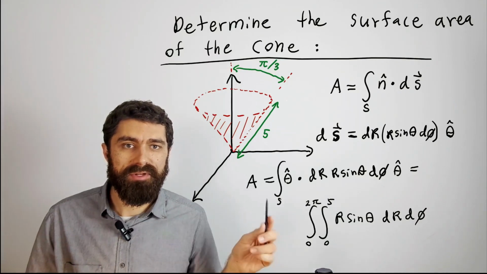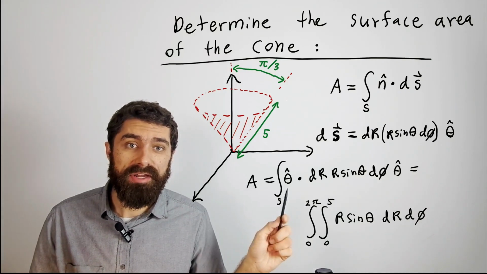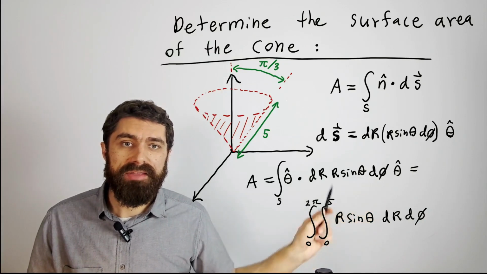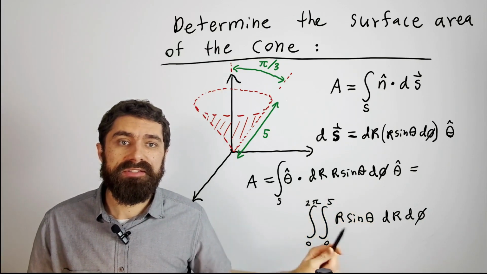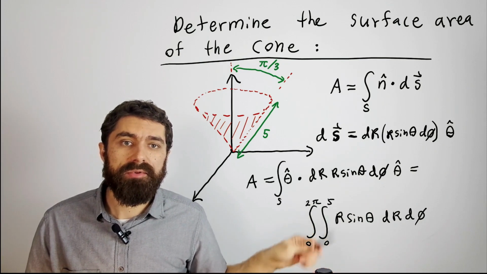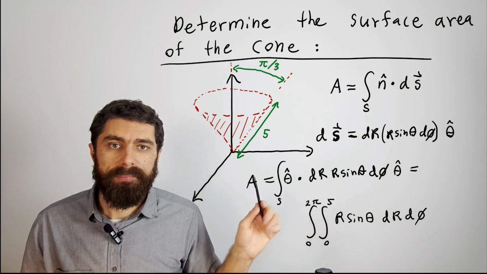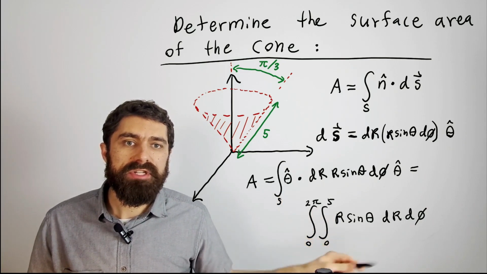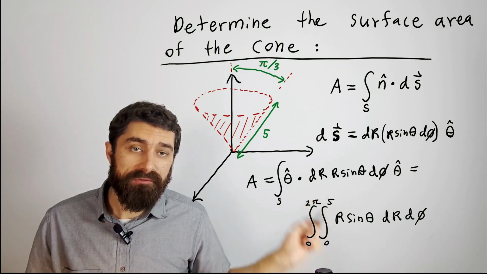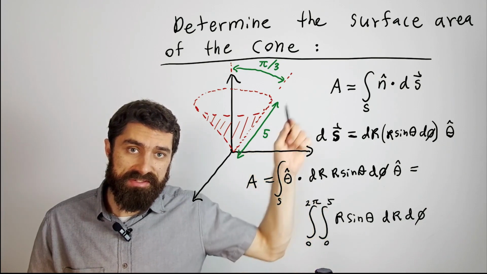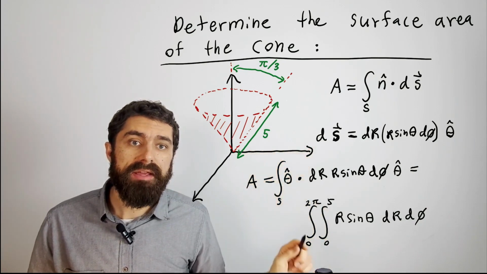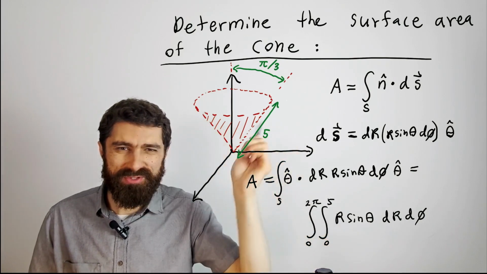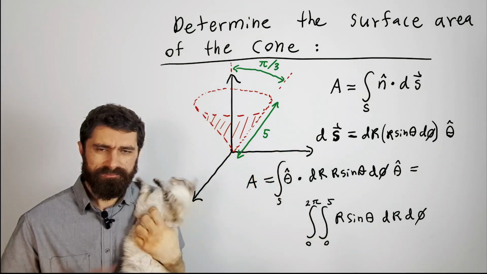Now what you can do is dot your n hat vector with your ds vector, and that gives me this here. And now I can do my double integration to determine the total area. So for dr, I'm going from 0 to 5 because this distance here is 5. And then for d phi, I'm going from 0 to 2 pi because the cone goes all the way around.